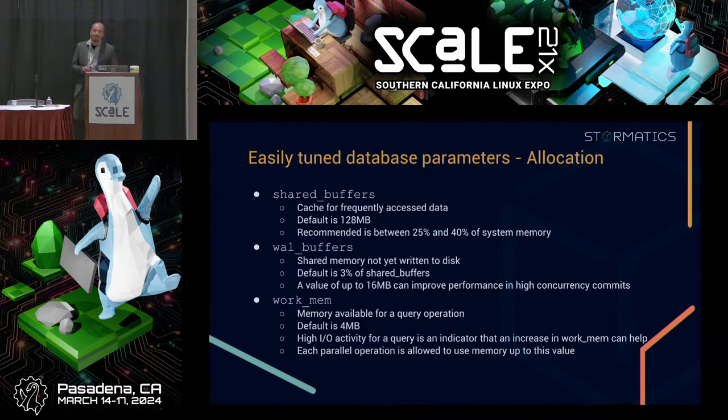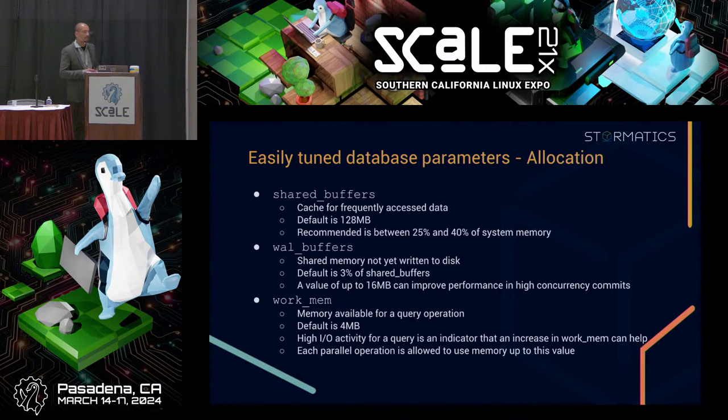Now, three examples of easily tuned allocation database parameters. The first one is shared buffers. And what shared buffers define is the amount of cache that frequently accessed data can use in the system. The default is set to 128 MB. Usually, the recommendation is to set it somewhere between 25 to 40% of available system memory. You do want other processes to be able to access the memory as well. But the shared buffers is going to define how much cache memory the database is going to use.